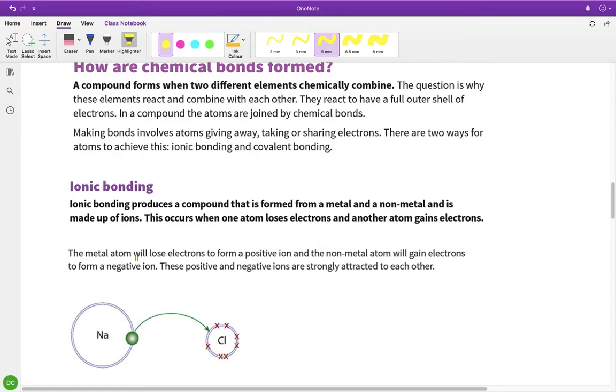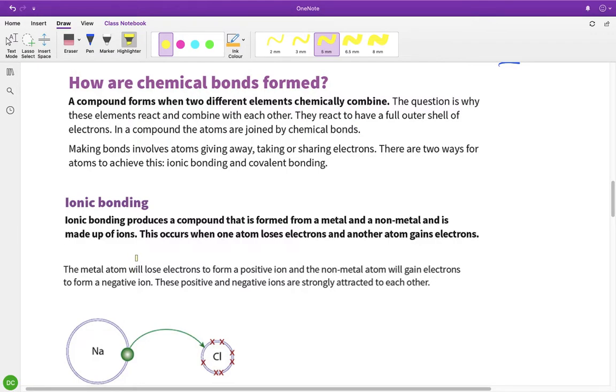Right, the next thing then is how are chemical bonds formed. So there's a couple of different types of bonding. So a compound forms when 2 different elements chemically combine. We learned that in the last chapter, so you should have an idea of that already. So I suppose now we're talking about why they combine. Why does that even happen? So why are compounds formed? And the reason they're formed is because of the atom's life goal to have a full outer shell.